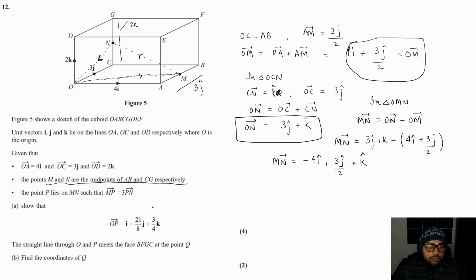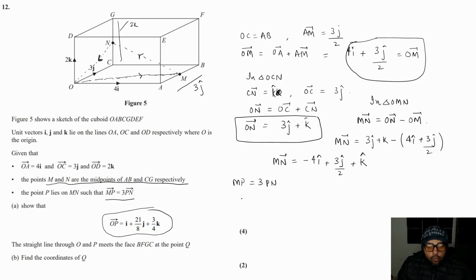Now let's come to this part. OP, we need to show it. The final value is already given here; the marks are on the method and approach. In the question, they have told that MP is equal to 3 times PN. P is a certain point lying on MN. So MP is equal to 3 times PN.